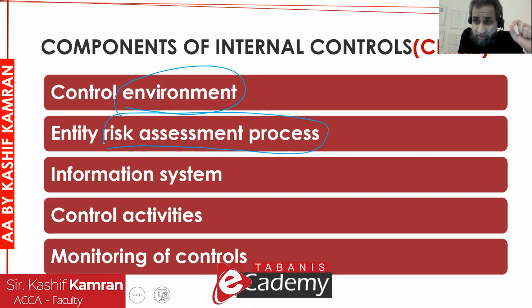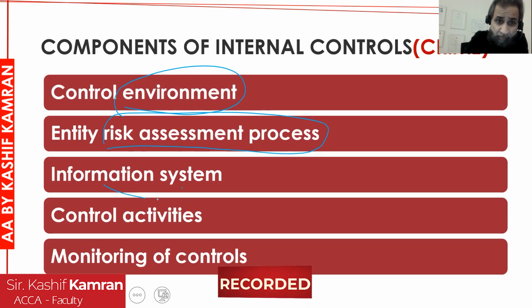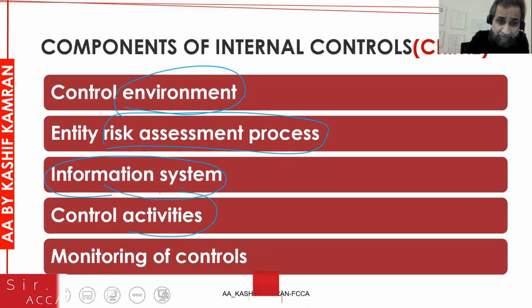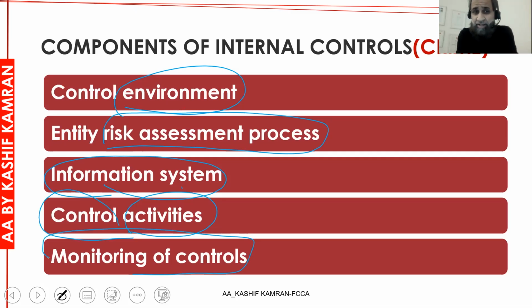So the first component of a sound system of internal control is the environment. The second is the risk assessment process. The third is an information system. The fourth is a control activity. And fifth is monitoring of control. Let's understand each one of them in order. And let's understand what is the correlation of these five with a sound system of internal controls. Let me take on my Word file and let me start explaining each one of them.